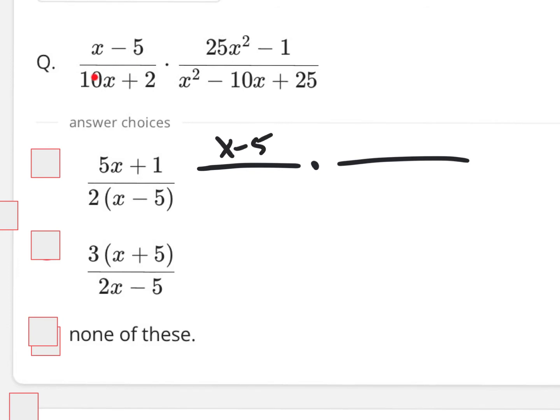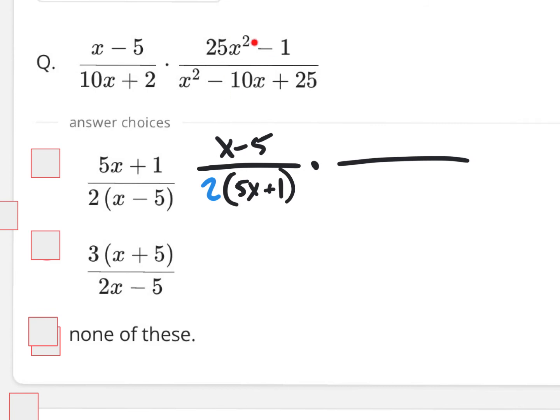Down here, I have a 10 and a 2. They're both even numbers. I could at least pull out the GCF of 2. So let me pull out a 2. When we pull out that 2 from the 10, that becomes a 5x. And when we pull out the 2 from the 2, that becomes a 1. So 5x plus 1 is what's left over on the inside of that first denominator.